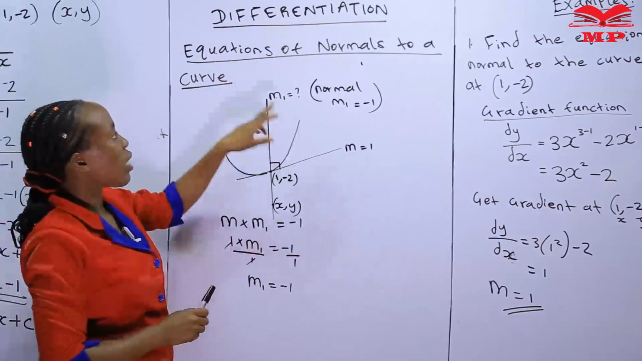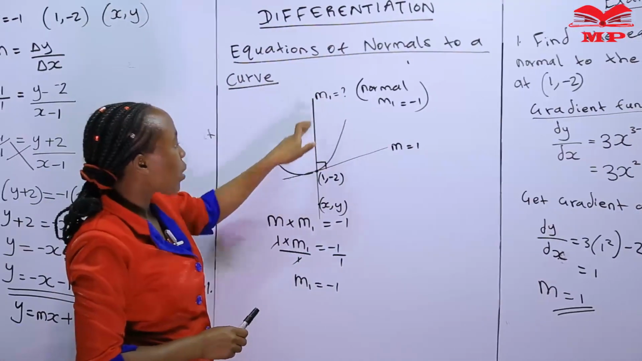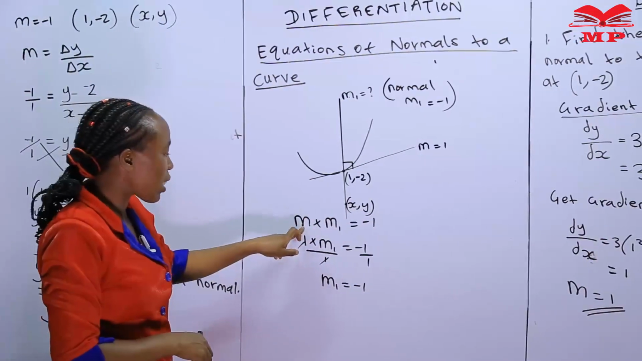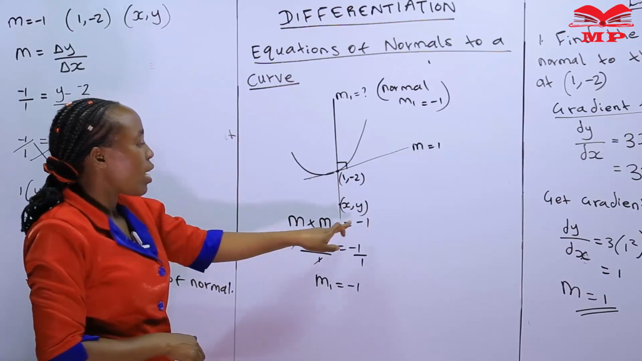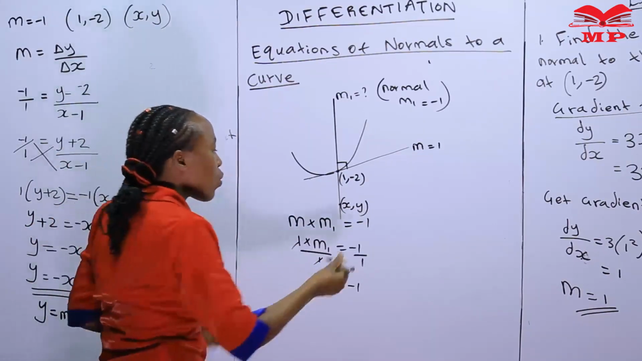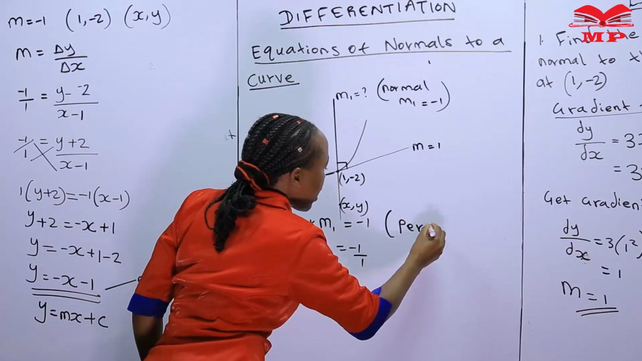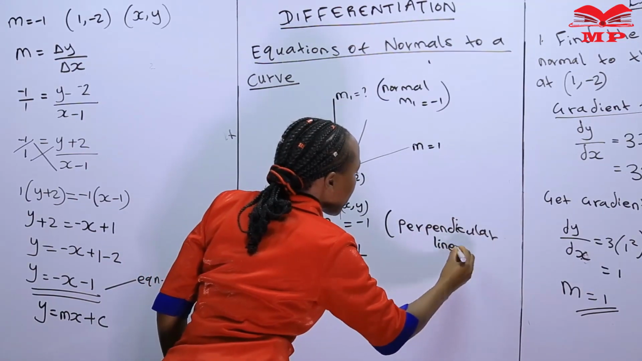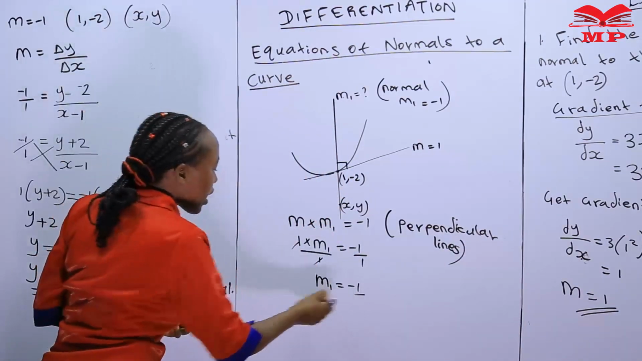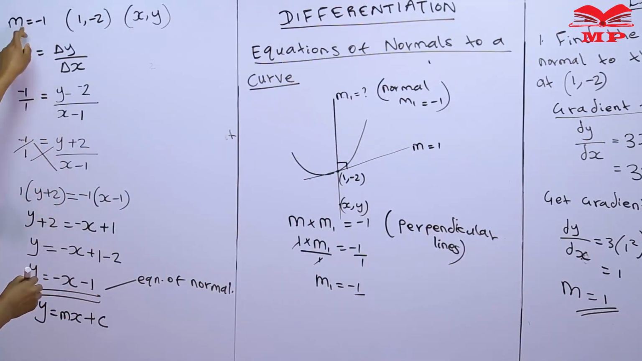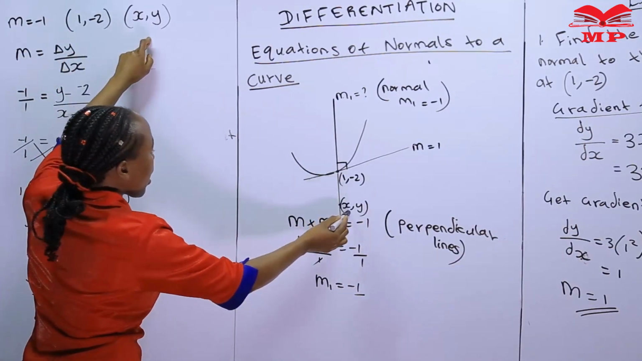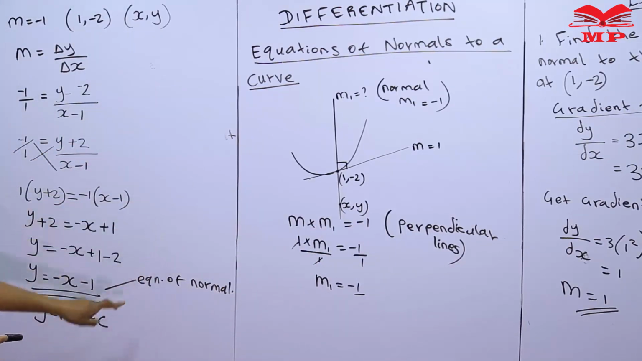But now we are told to find the equation of the normal. So we also need to get the gradient of the normal. And we know very well that the gradient of the tangent times the gradient of the normal is equal to -1 because they are perpendicular lines. And therefore, the gradient of the normal is -1. So we have the gradient of the normal, we have the point where it is passing through, and we have an imaginary point x, y. We use it now to find the equation of the normal.